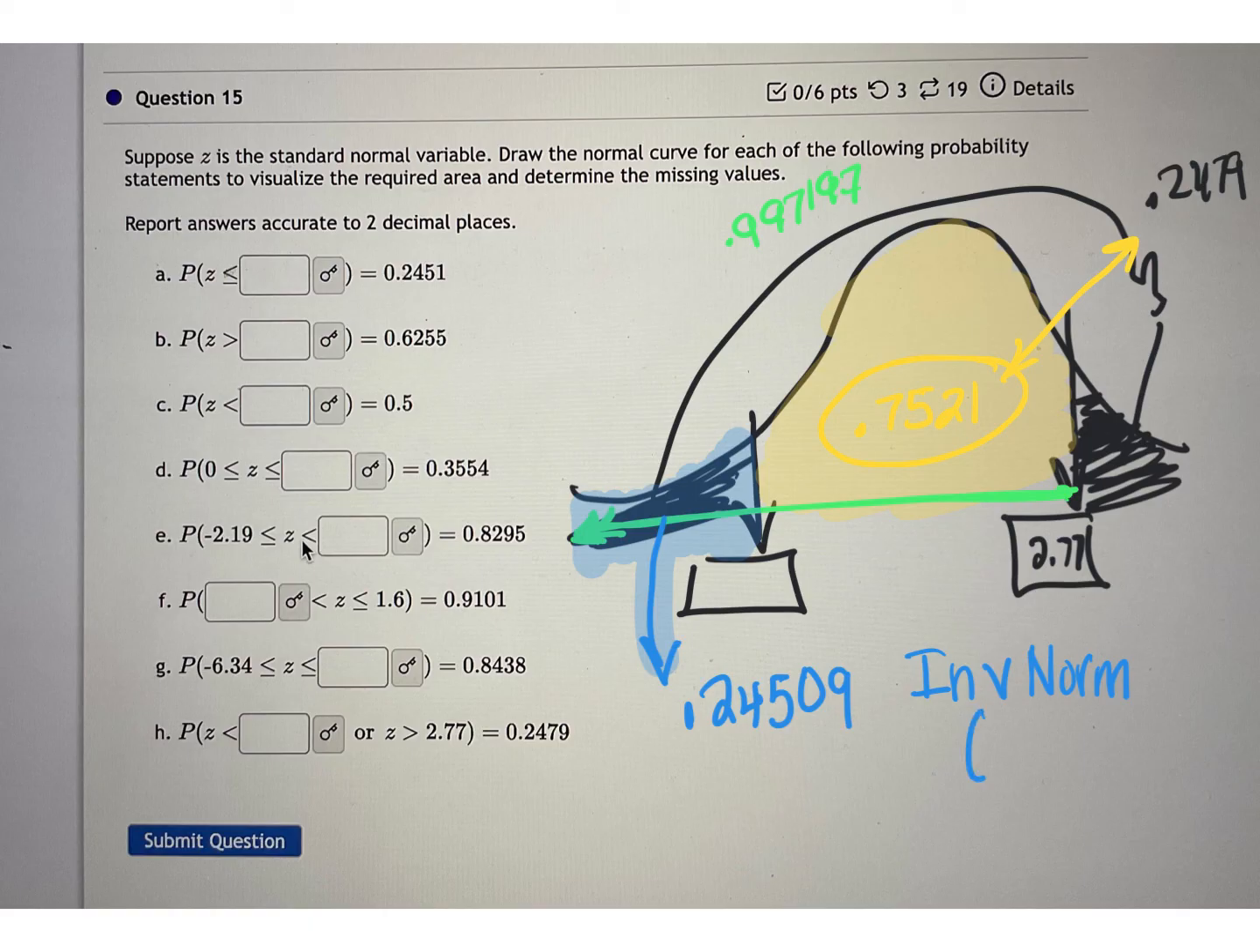So now I'm going to use the inverse normal and find that. Right? Inverse normal. Our area is 0.24509. And I hit enter. And this number right here is negative 0.69 to 2 decimal places. Right? So that is how you do problem number 15.